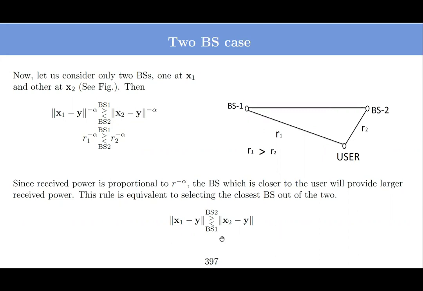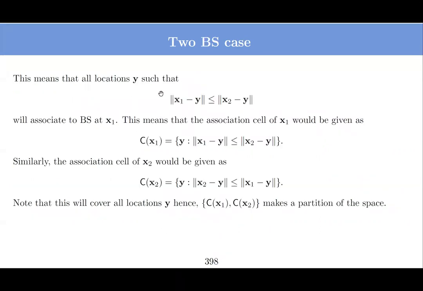Right? So in another way, I can just say if the user is at y and the two base stations are at x1 and x2, then if the distance of y from x1 is less than the distance from x2, connect to base station 1. Otherwise, connect to base station 2. So this law is basically saying that you want to connect to the one which is closest to you, right? So for all locations y for which x1 is closer than x2, those will be associated with x1.